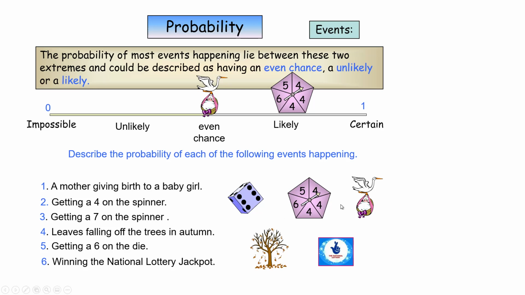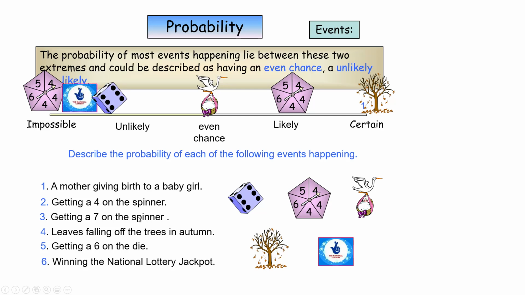What about the chance of getting a 7 on the spinner? Well, there aren't any 7s on the spinner, so the chance of getting a 7 is impossible. Leaves falling off the trees in autumn. Every year, same thing happens, so it's a certain event. Getting a 6 on a die. Well, there are 6 possible events, and getting that 1 that we want is 1 out of 6, so it's going to be unlikely. And winning the national jackpot lottery, while there is a chance, it's highly unlikely.